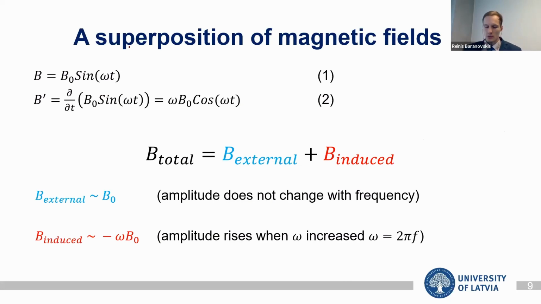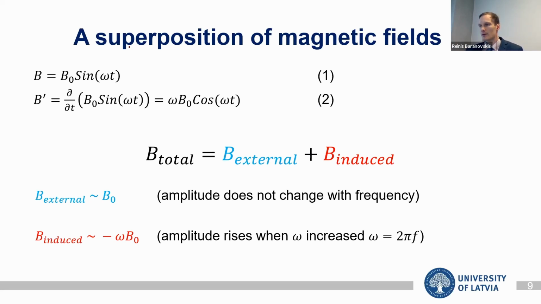So in such a workpiece, when we put a conducting material in an inductor which has a changing magnetic field, inside of this metal the total magnetic field is the sum of two fields. One is the external field produced by the electromagnetic coil, and the other component is the induced magnetic field, which happens because of Maxwell-Faraday law of induction. So what happens when we change the frequency? The amplitude of the applied magnetic field does not change.